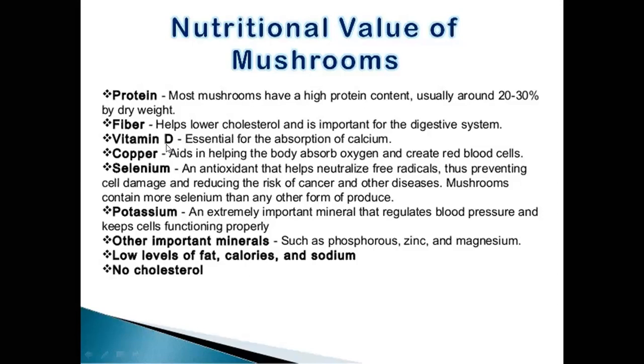Selenium, an antioxidant that helps to neutralize the free radicals. आप लोग जो cosmetics वगैरह use करते हो उसमें basically ये antioxidant होता है. अगर हम लोग mushroom खाते हैं तो you will get the supply of these antioxidants. So selenium, an antioxidant that helps to neutralize the free radicals, thus preventing the cell damage and reducing the risk of cancer and other diseases. जो cell damage होता है, skin जो खराब होती है हमारी, ठीक है, वो खराब नहीं होंगी अगर हम लोग routinely mushroom consume करते हैं तो.